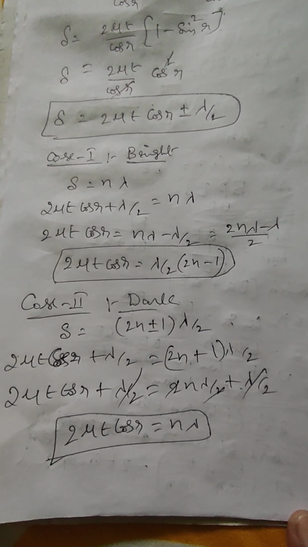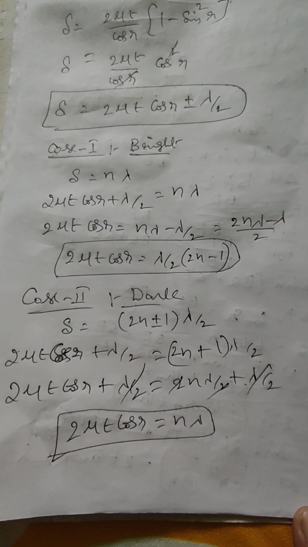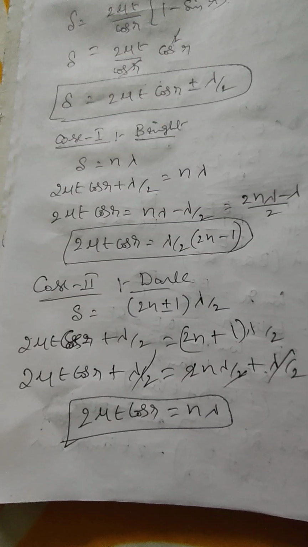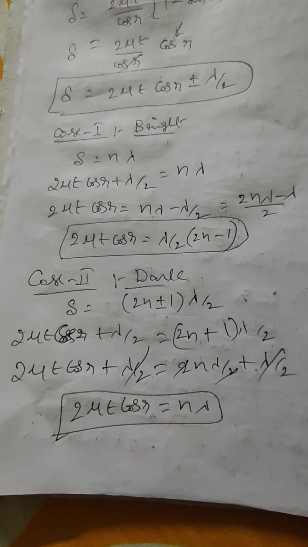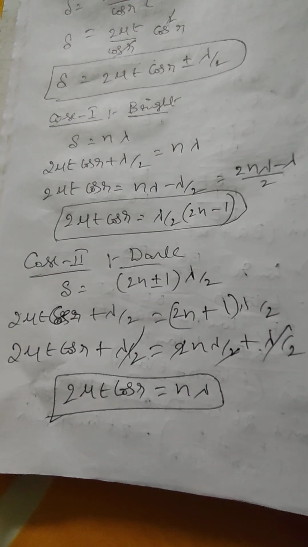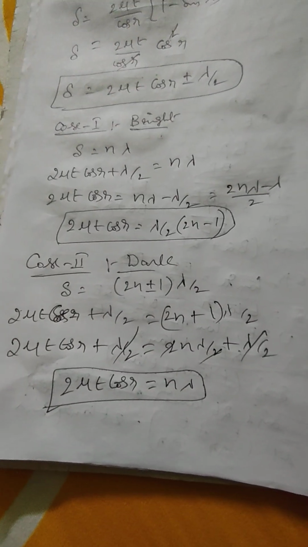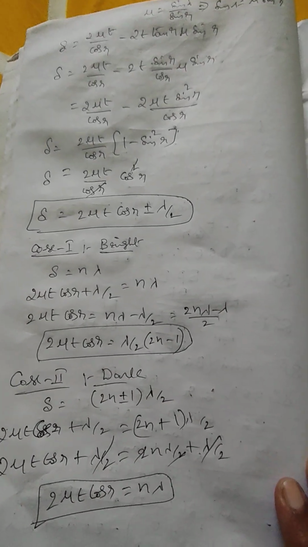Dark condition, the destructive case: path difference is equal to 2n plus 1 into lambda by 2. So 2 mu t cos r plus lambda by 2 is equal to 2n plus 1 into lambda by 2. Finally, we get 2 mu t cos r is equal to n lambda. This is the interference due to thin films by reflected system.